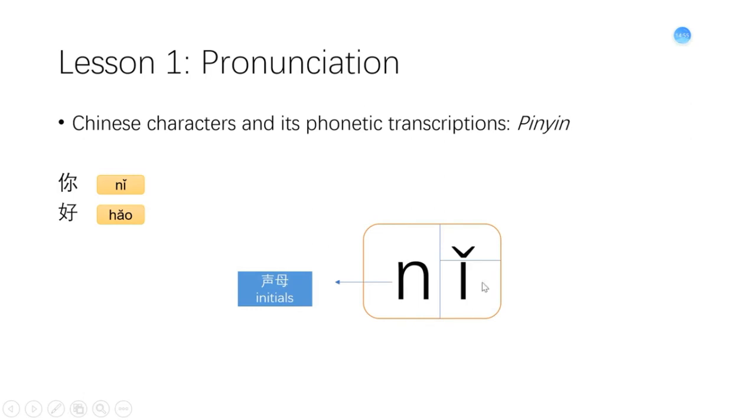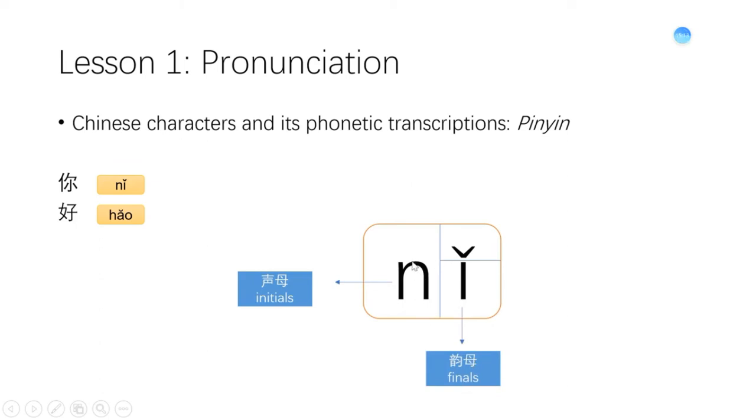Because this is a syllable, and this syllable is initialed with this 声母. So begin with this N, right? So we call it initials. And this part, the lower right part, this letter I, we say it's 韵母.